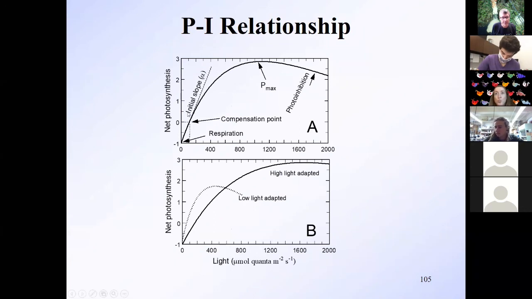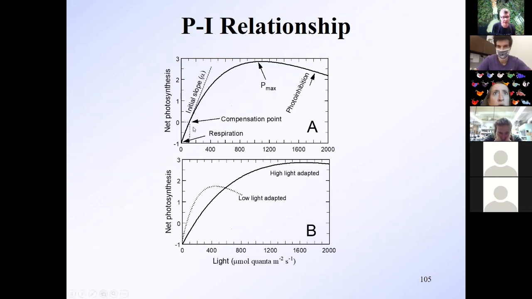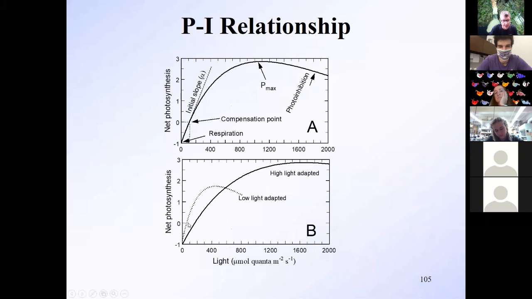So if you're adapted to low light, will you have a high or a low compensation point? That is relative: the amount of light it takes you to break even, is that lower or higher than a high light adapted organism? Lower, good, Cassie. Yeah, right. So that's what it means. You can get to the point where you're breaking even at lower light. So you're adapted to low light, right?